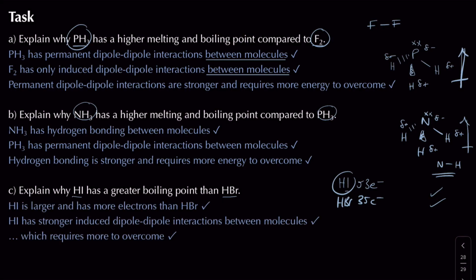Now here's what we need to be able to say in the exam. Hydrogen iodide is larger and has more electrons than HBr. Hydrogen iodide has stronger induced dipole-dipole interactions between molecules, and that requires more energy to overcome. There's 3 marks there. Don't forget the between molecules in all of these.